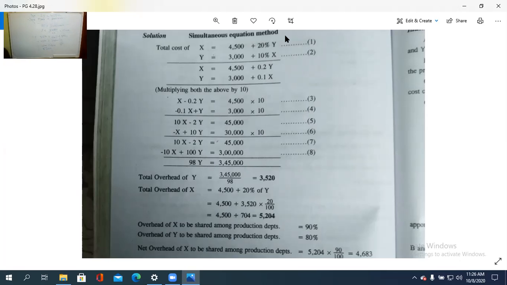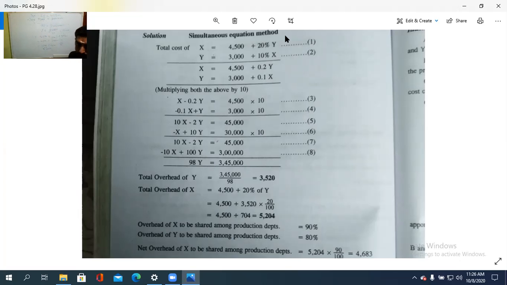So what we do is first make it in the form of an equation and multiply by 10, and we get the figure of one value. So here 98y is equal to 3,45,000. Therefore y is equal to 3,45,000 divided by 98. So 3520. That 3520 is the y value that is to be applied in x.